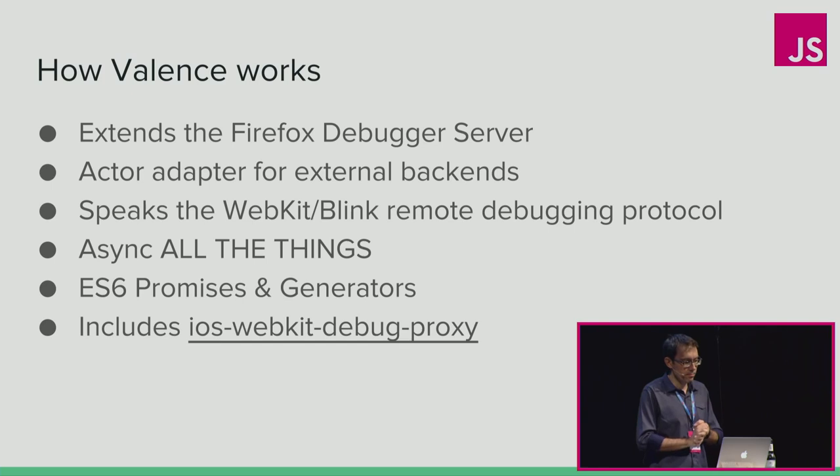So Valence, what it does is it extends the debugger server. It provides an adapter for external browser backends. It knows how to speak the WebKit and Blink remote debugging protocols, and in the future, we hope, even more. And it does that by being asynchronous to a whole new level, and I'll show you a little bit about that. And the way we managed to accomplish that is by making heavy use of ES6 or ES2015, as we heard before, promises and generator functions.